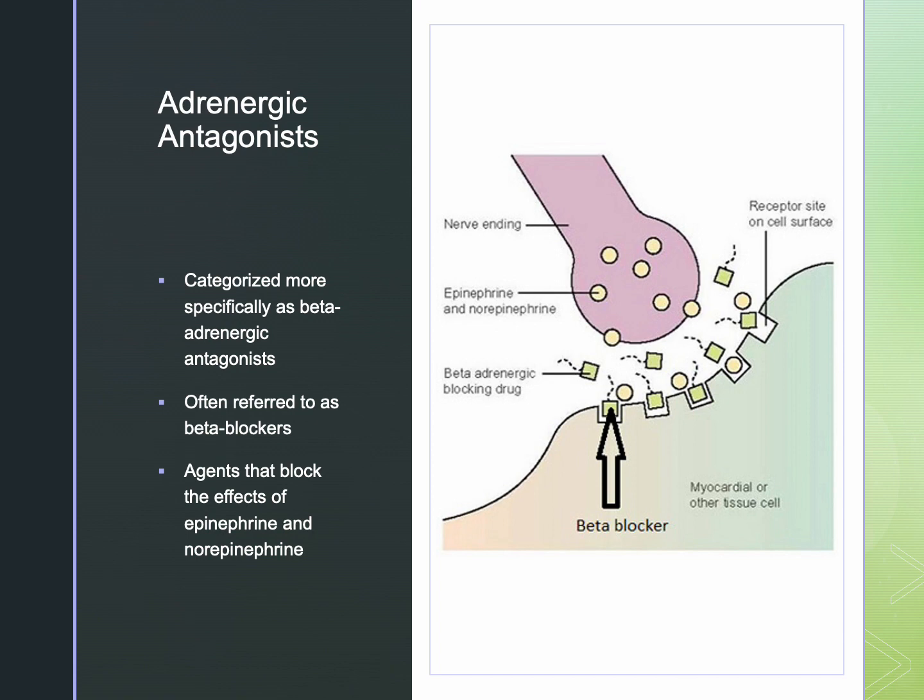Adrenergic antagonists are also called sympatholytics. More specifically, they're characterized as beta-adrenergic antagonists. You might also hear them referred to as beta blockers. These medications block the effect of epinephrine and norepinephrine. Some examples include atenolol, metoprolol, and labetalol. These are considered class 2 antiarrhythmic drugs, and they're used to treat tachyarrhythmias and hypertension.